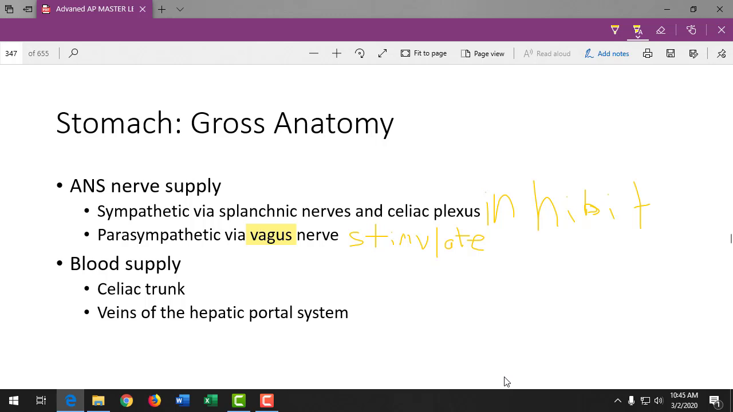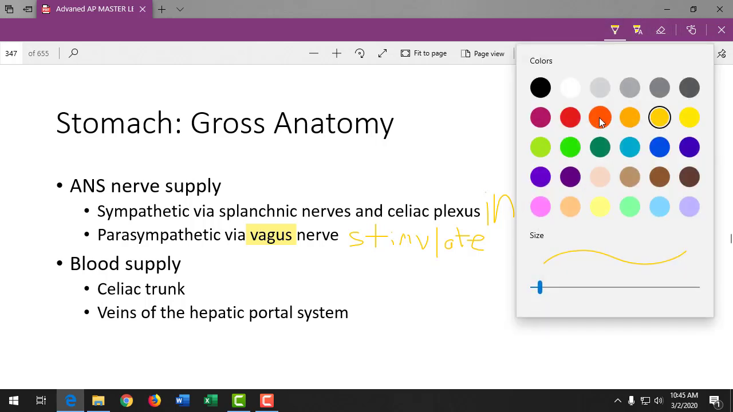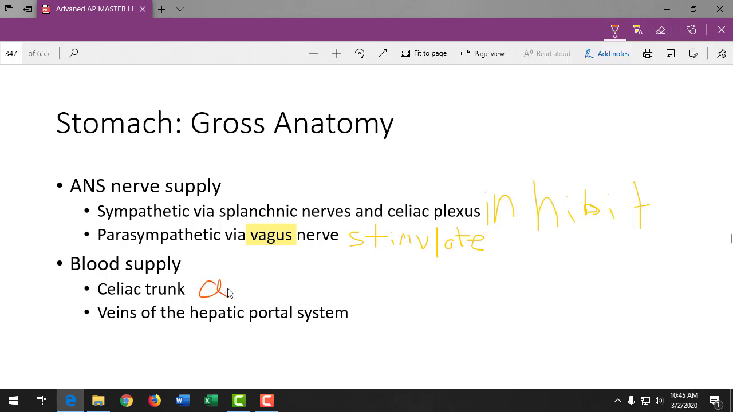90% of the organ control by the parasympathetic runs through that vagus nerve. And then the blood supply to and from the digestive tract, the celiac trunk, has the arteries of the digestive tract. So they bring blood to the digestive tract.